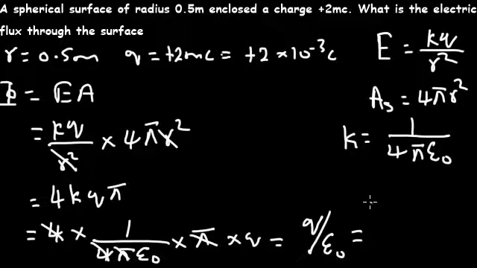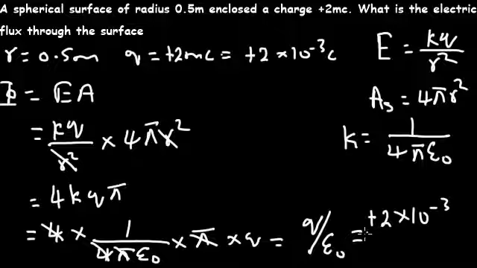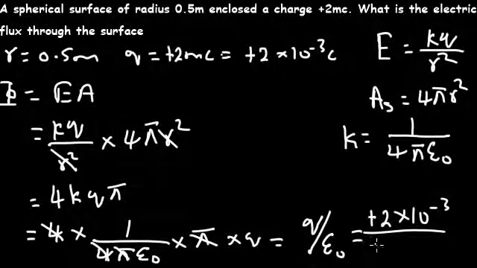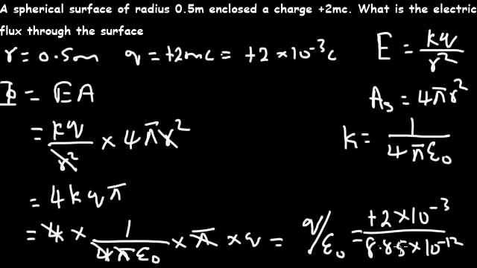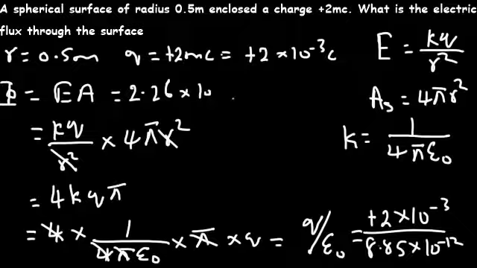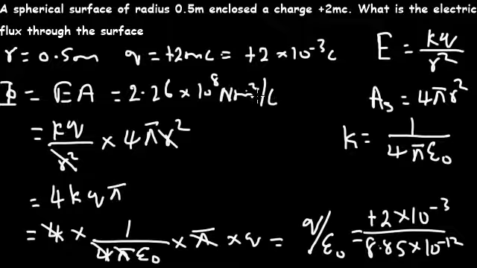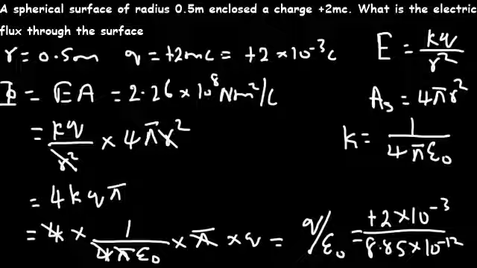Now this is enough for us to get our final answer. That will be 2 times 10 to the power of negative 3, put it in positive, divided by epsilon naught. You should remember it: 8.85 times 10 to the power of negative 12. Let's type that into our calculator and have our final answer. So I got approximately 2.26 times 10 to the power of 8. The unit is Newton meter squared per coulomb. Perfect, so that's our solution to example number 1.